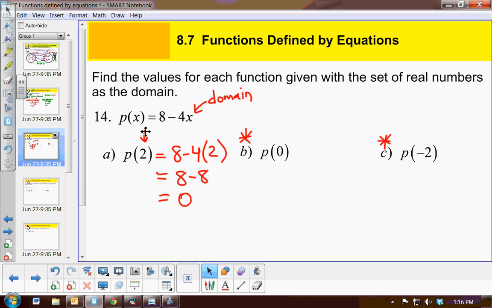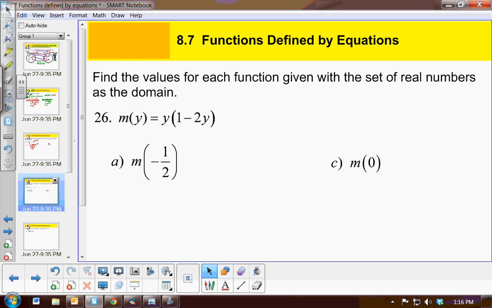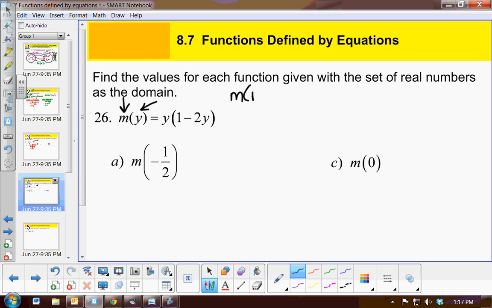Okay, moving on along. Now this example, we're looking at example number 26, and I'll help you do the first part, and you'll be responsible for the second part. The name of our function is function m, and for this function, I am going to use as an input the variable y. That's right, we could use any variable. It could be m, and the input is r. It could be m, and the input is z, okay? Anything like that. So for this problem, my y value is negative 1/2.